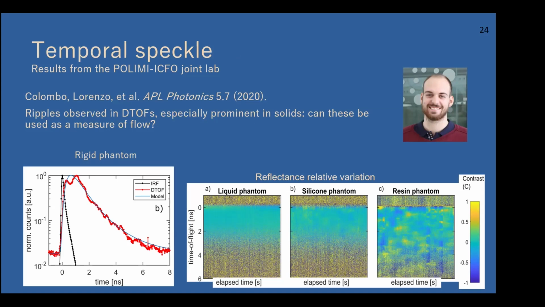superconducting nanowire detector, he could see that in the DTOFs, there were ripples that were shown inside of rigid solid phantoms. However, these ripples seem to disappear in the liquid phantoms. So then the hypothesis came about that perhaps these ripples that are directly seen in the DTOF, without having to take autocorrelation, without having to reprocess the photons into an autocorrelation curve, perhaps just from these DTOFs, there could be some information about the flow. So he proved that in his publication in APL Photonics.